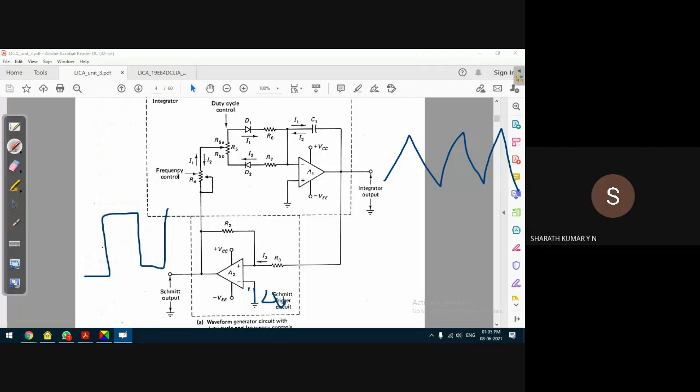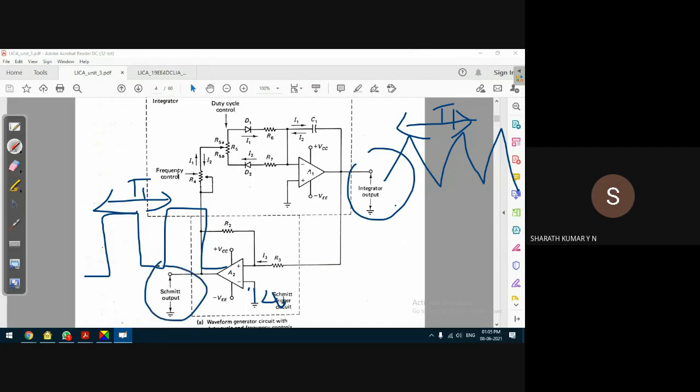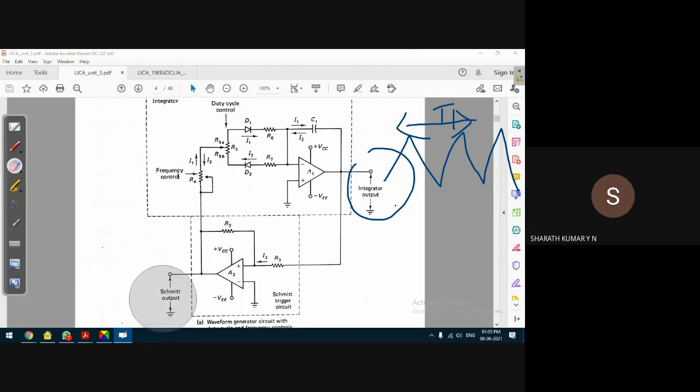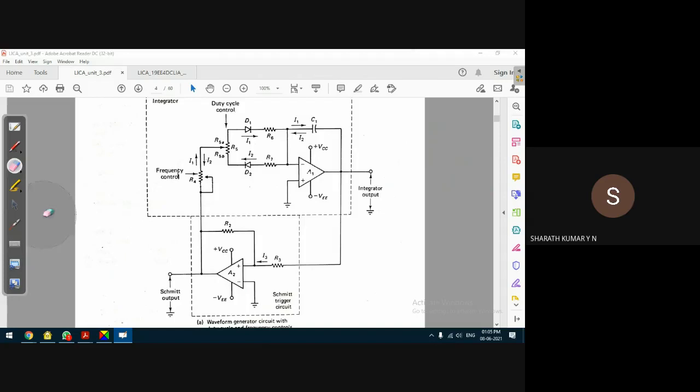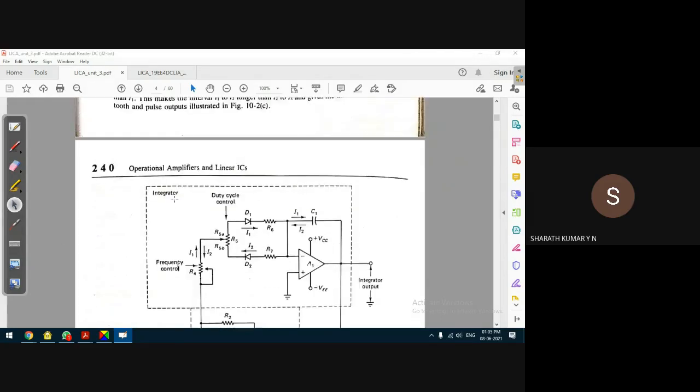Yes. For example, if T1 is the time period of the triangular waveform, then T1 will be the time period of the symmetrical circuit as well. So the frequency of the output of the integrator and the frequency of the output of the symmetrical circuit will be the same. This is what is called frequency control or frequency adjustment.